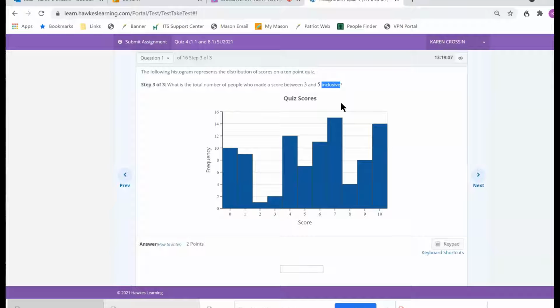Is it 21? I couldn't hear you, sorry. Is the answer 21? I don't know. I didn't do the math yet. So inclusively means 3, 4, or 5. You're including 3 and 5. So inclusively just means including the endpoints. So let's see. 3 had 2 plus 12 is 14 plus, looks like 7. 14 plus 7 is 21. Is that what you got too, Bobby? Yes. Okay, so 21. All right, I think that was it for this one.